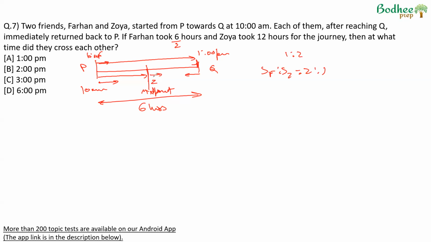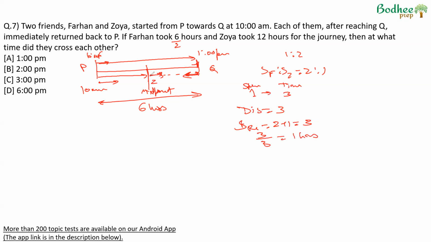Zoya will take 3 hours to go from P to Q alone when her speed is 1. Speed 1, time will be 3 hours. And therefore, we can say that the distance is equal to 3, speed into time. But when these two are supposed to meet, we will look at the relative speed. Relative speed for these two people will be 2 plus 1, which is 3. So time taken to meet will be 3 by 3, distance upon speed, which is 1 hour.